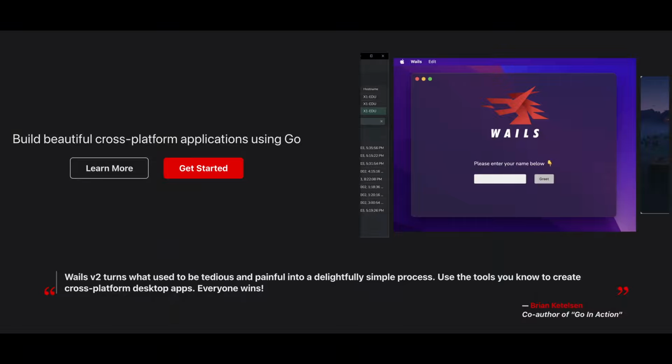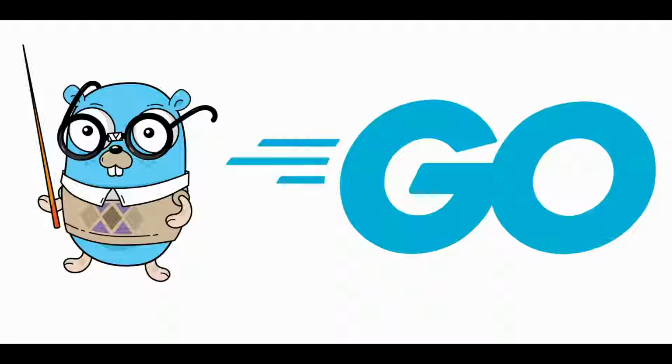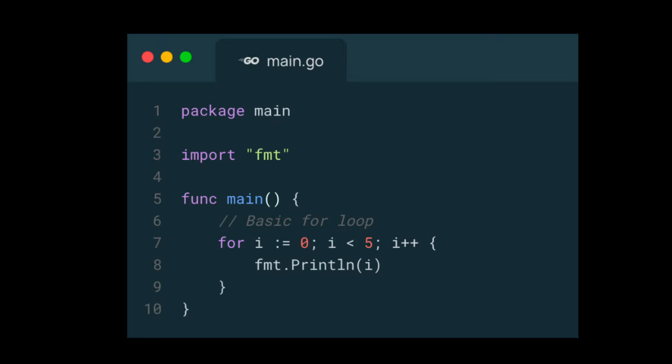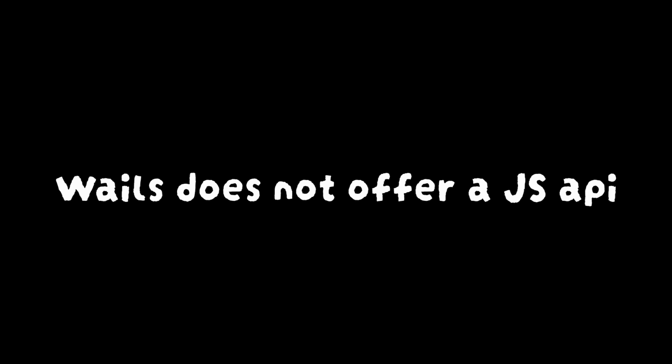Wails is also like Tauri, but with Golang instead of Rust. Due to Golang's portability, it was a breeze to set up and to build executables, even though the last time I tried it, I was not able to build for Linux, just Windows and macOS. Golang is also much more approachable as a language than Rust. It doesn't have a JS API you can use, unfortunately.